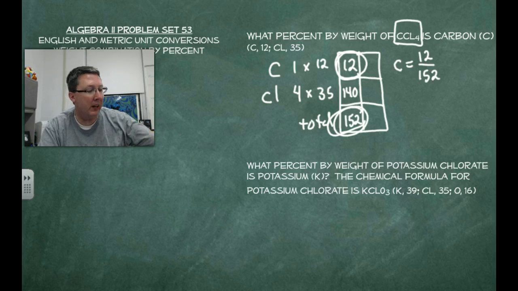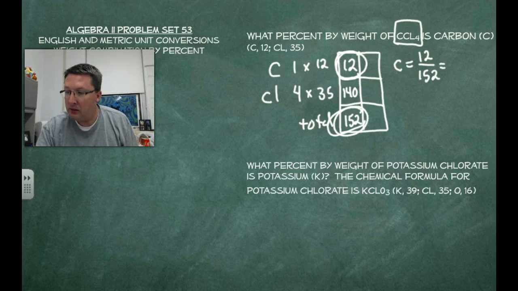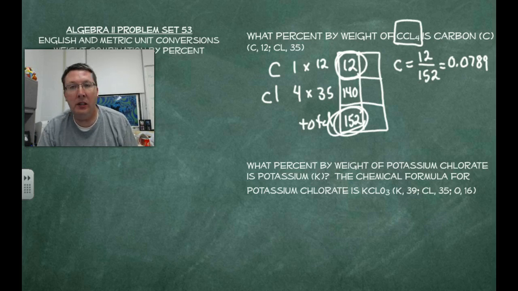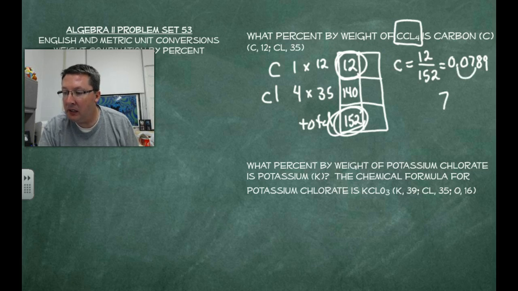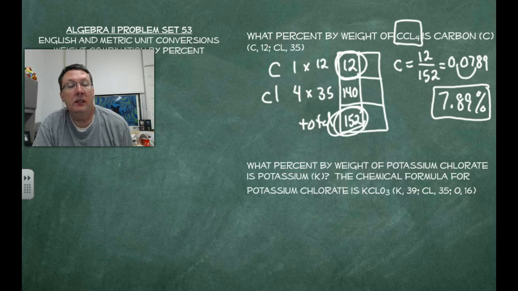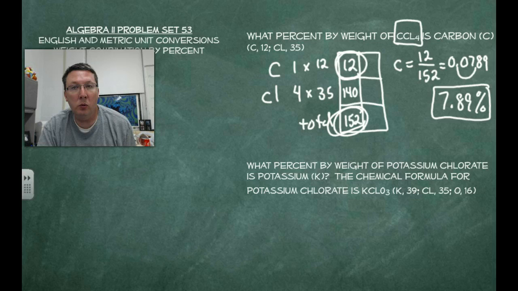152. If I were to divide that, I gotta pull out my cheat sheet, 12 divided by 152 is 0.0789. Close enough. Now, that's the decimal form, and I just need to simply turn that into a percent. So to do that, I move the decimal over 2 places, and I get 7.89%. So, that's the weight by percent for the carbon. It's 7.89% of the total weight.